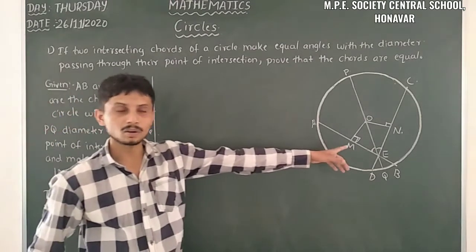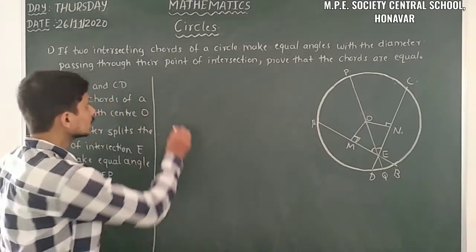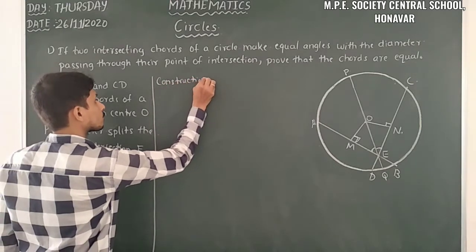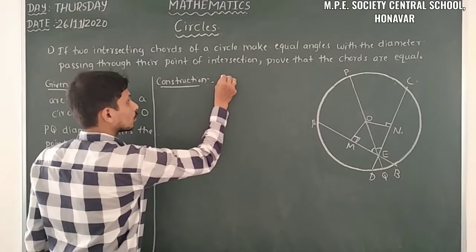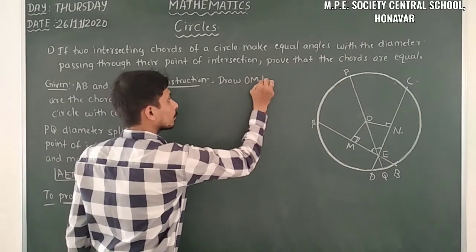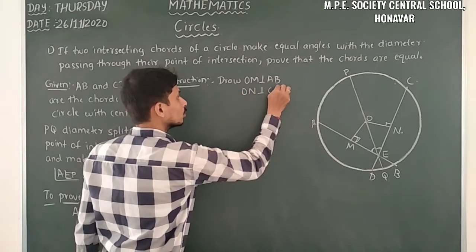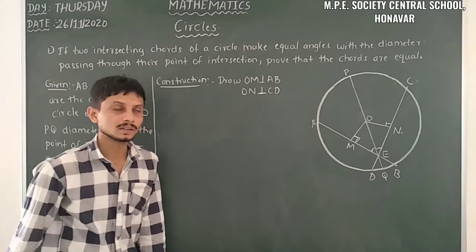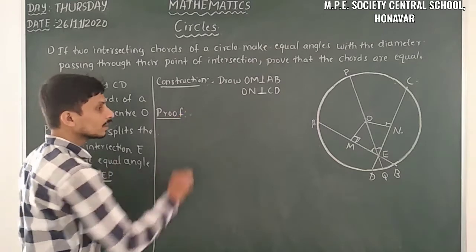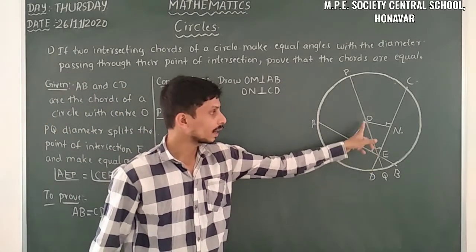So here we already drew that construction, that is OM is perpendicular to AB and ON is perpendicular to CD. That is the construction. Draw OM perpendicular to AB and ON perpendicular to CD. Then the proof. Let us take the proof of this theorem. Here we have to take the two triangles, that is OME and ONE.